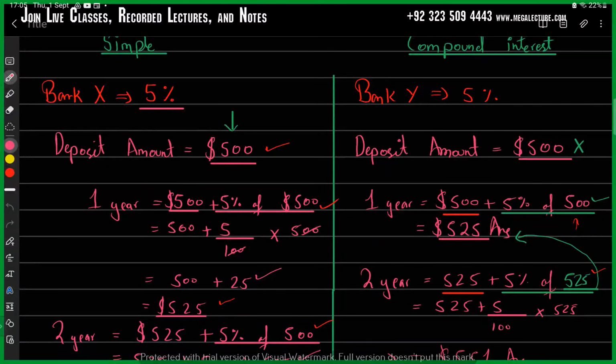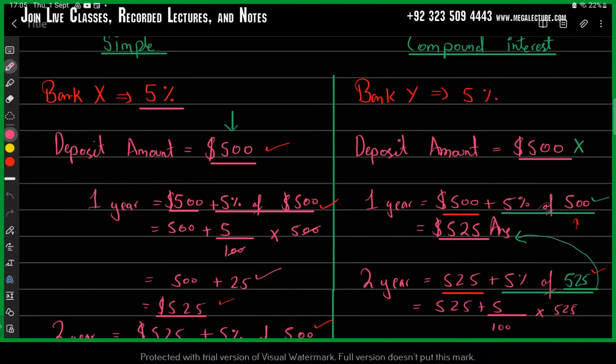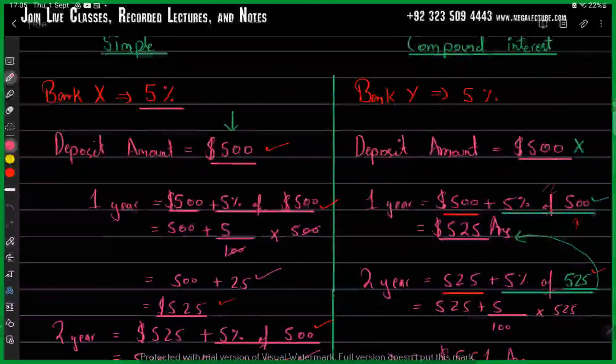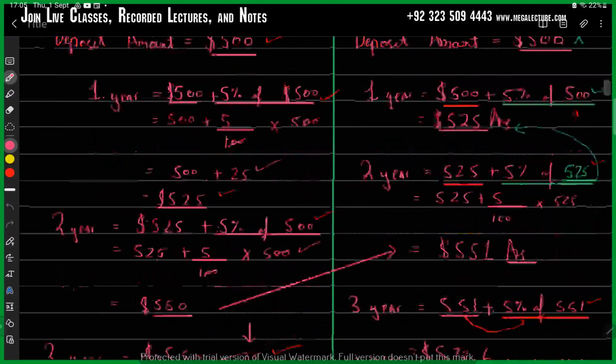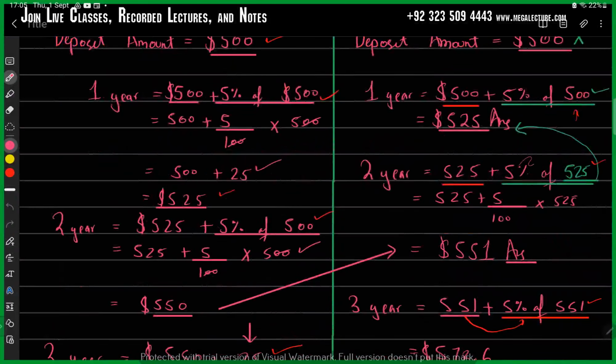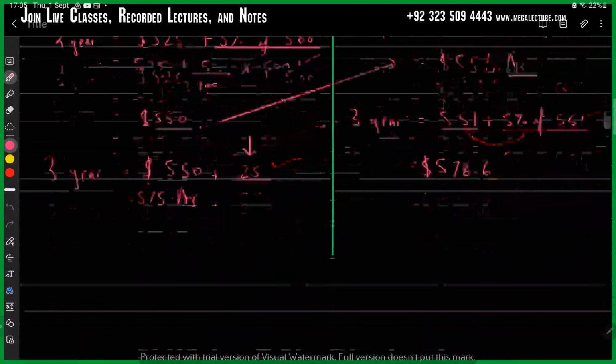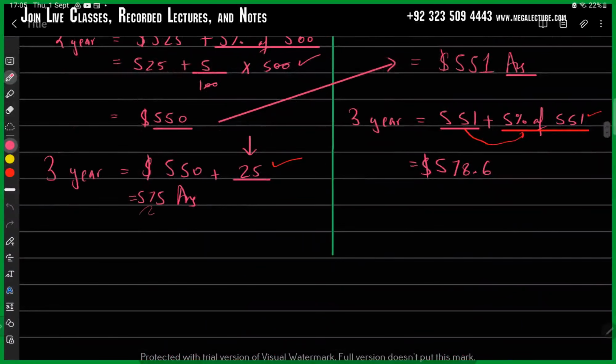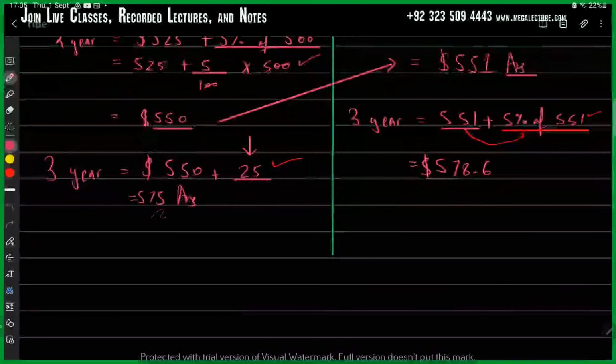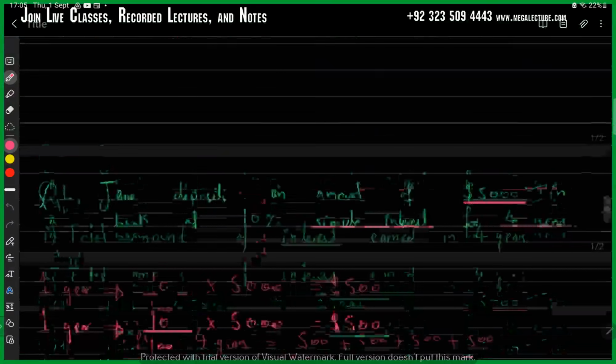For example, at the end of first year, the interest was 5% of the previous amount. Now, 5% of the previous amount was whatever we have deposited in our banks. Okay. Then at the end of second year, we have calculated 5% of 525 that we had at the end of first year, and so on and so forth. And at the end, you were able to see that for simple interest, it's 575, and for compound interest, it's 578. So compound interest is always going to be more than simple.